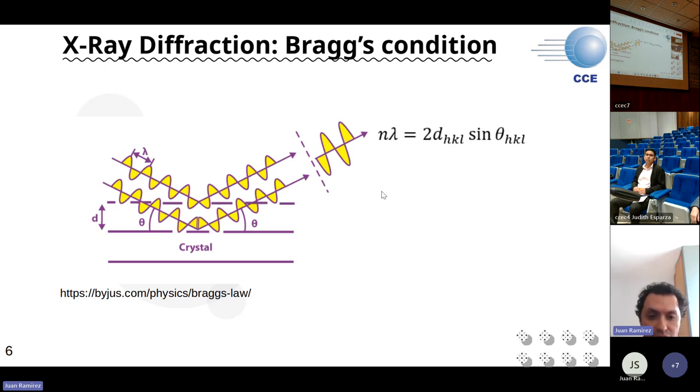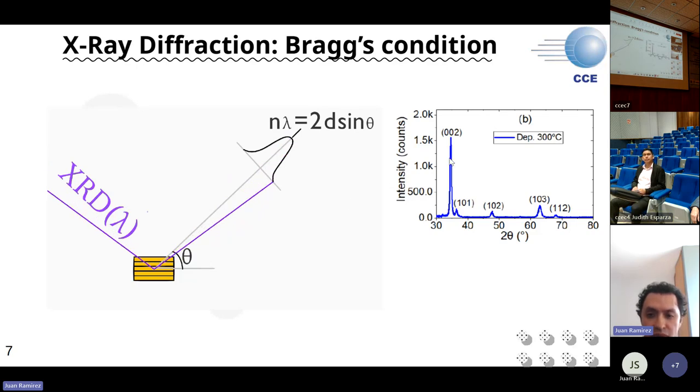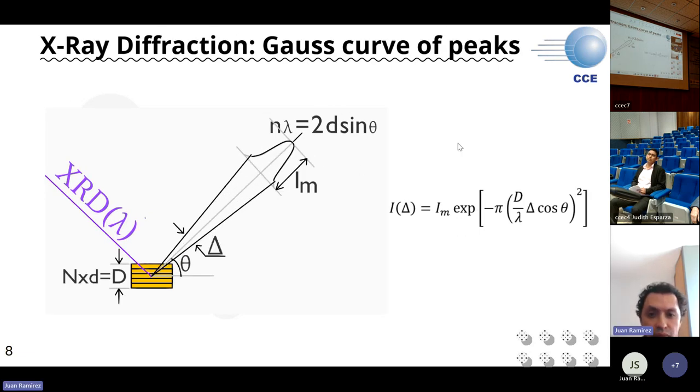And the angle theta. Near the Bragg condition, we have a Gaussian curve, and this Gaussian curve can be modeled. In this case, different planes correspond to different angles of the X-ray diffraction. For example, in this animation, one of these peaks corresponds to the planes in the direction 103. This Gaussian curve can be modeled by this mathematical expression, which depends on the maximum of the intensity, the size of the crystal, and the wavelength of the incident X-ray.